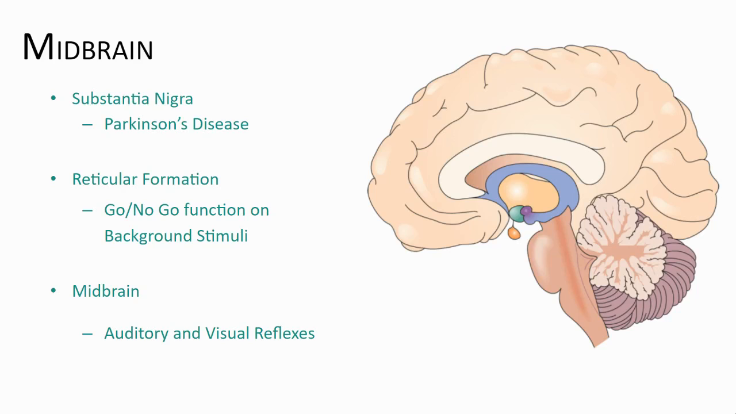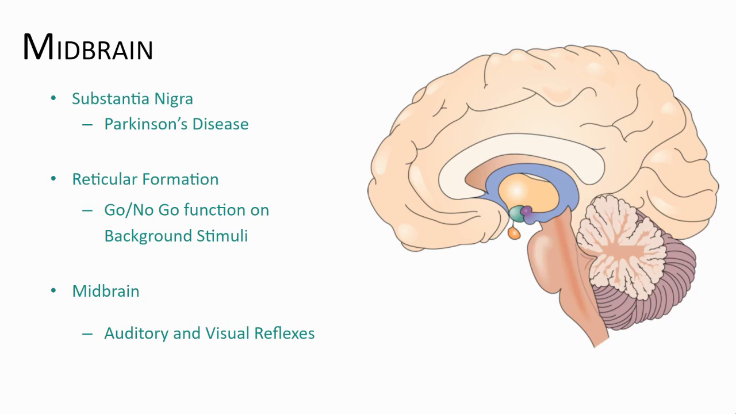As we move up the rostrocaudal axis, we enter the midbrain region. This is a tricky area as its boundaries are not always clearly defined. The substantia nigra is a group of dark gray colored neural networks that is important in smoothing out motor functions. It has been implicated in the motor dysfunction associated with Parkinson's disease.